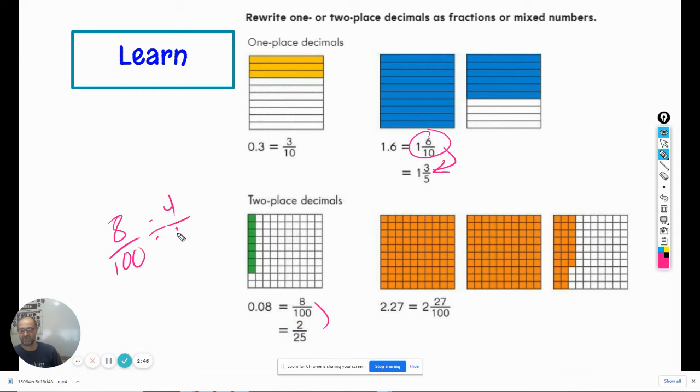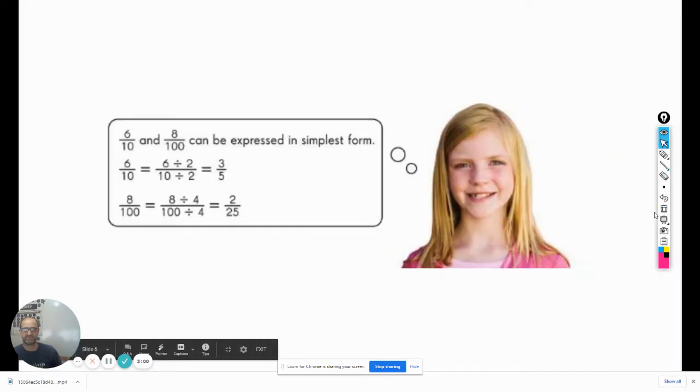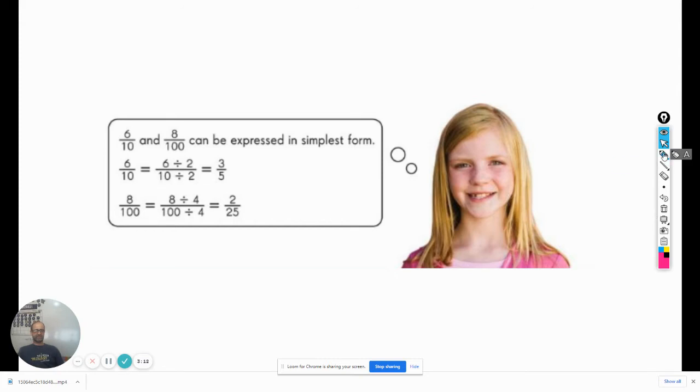What you're doing is dividing by 4. That's a 1 right there. That's why you get the same number, just written a different way. And that's no simplifying there. Yeah, those are numbers that could be simplified to 3/5 and 2/25 respectively. Good thinking, kiddo.